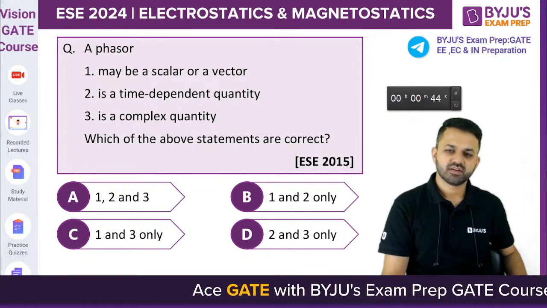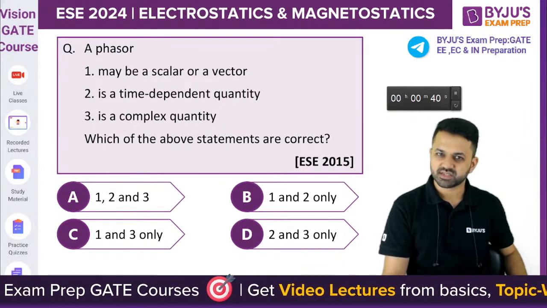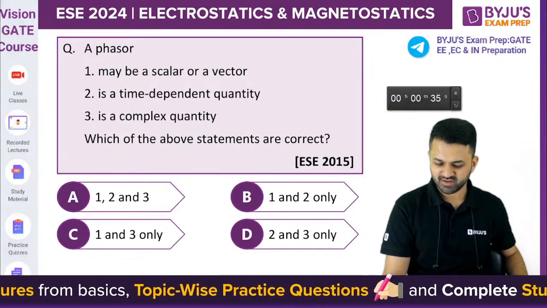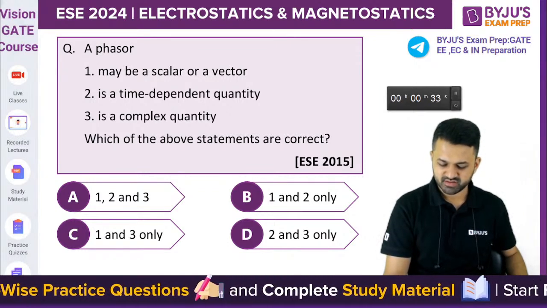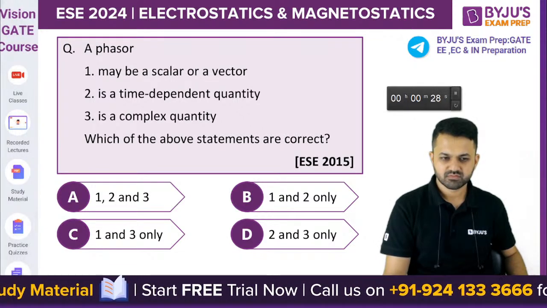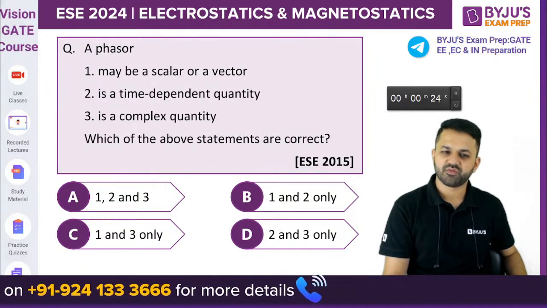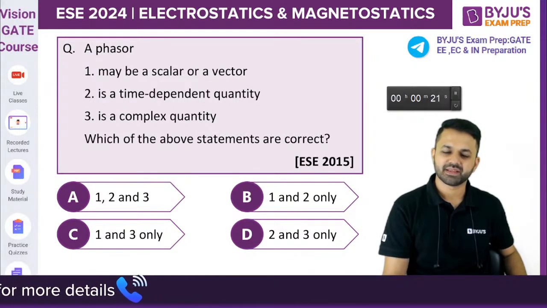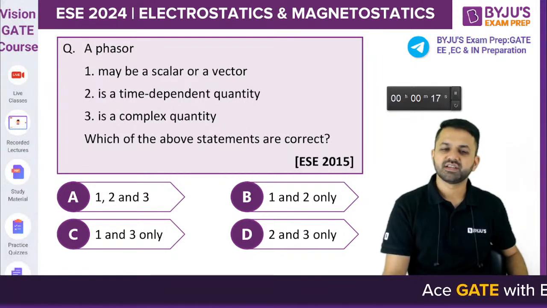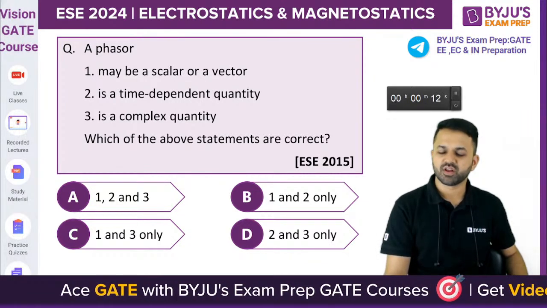Let's see. It is a basic question from vector calculus. It is not a question of electrostatics or magnetostatics, so this can obviously be solved by you. In the Vision GATE course, we teach this type of concept either in mathematics or in electromagnetic theory in the vector calculus part. I generally teach how you represent a phasor and how you draw a scalar or a vector quantity.